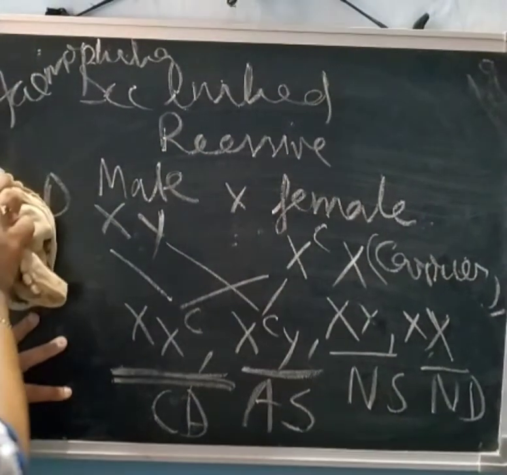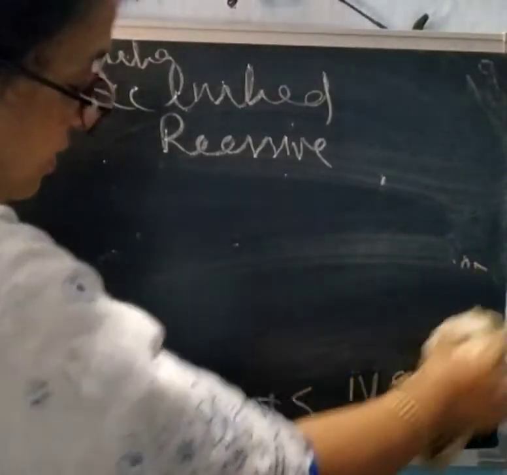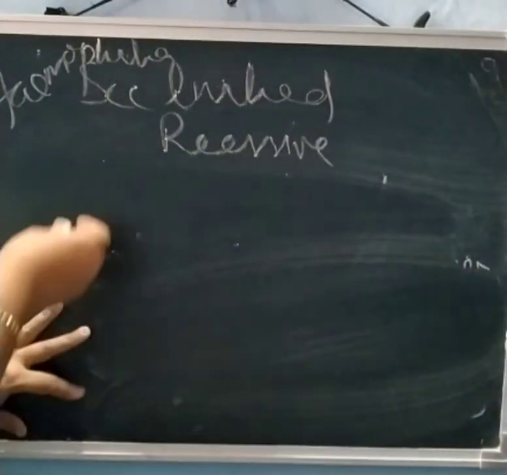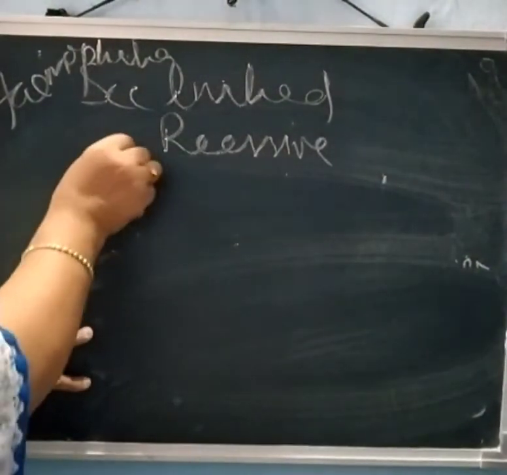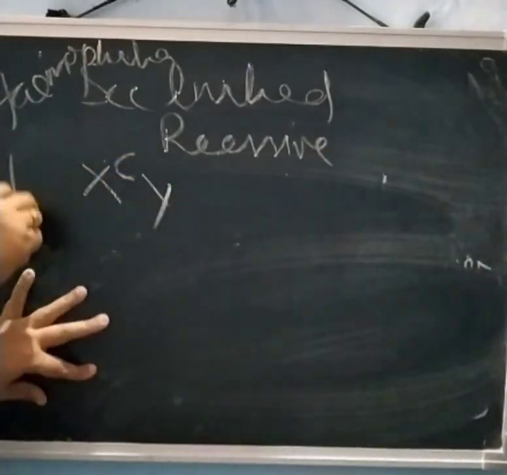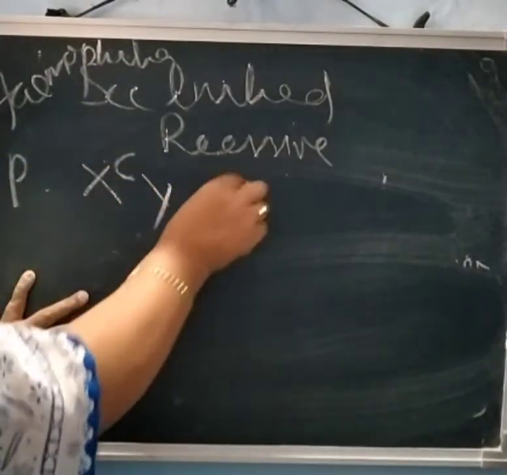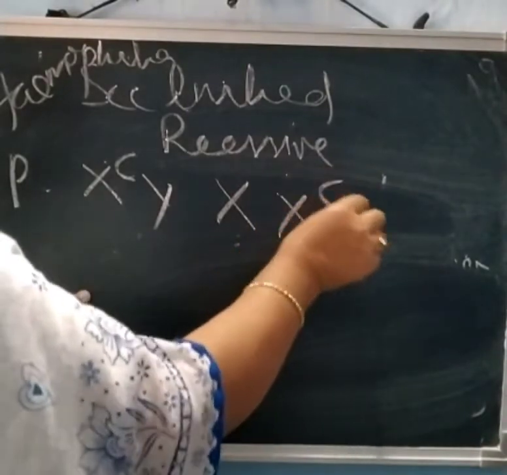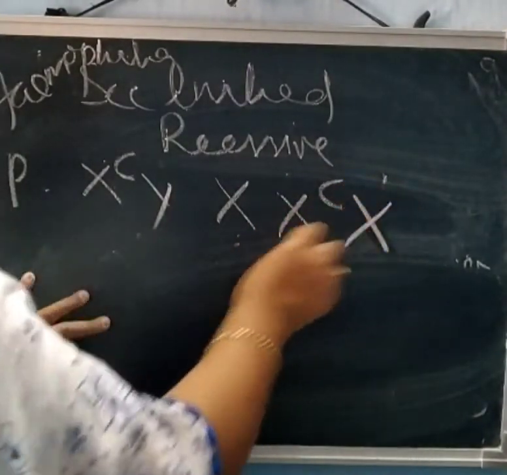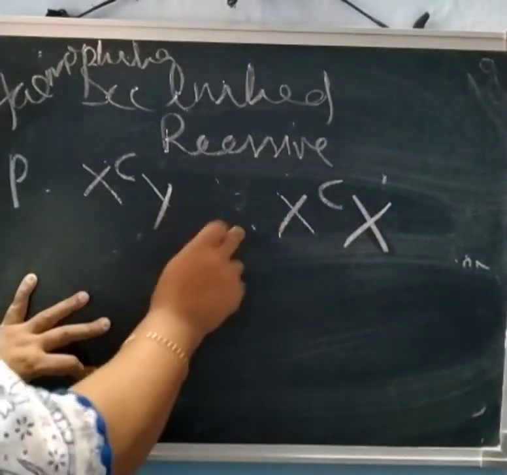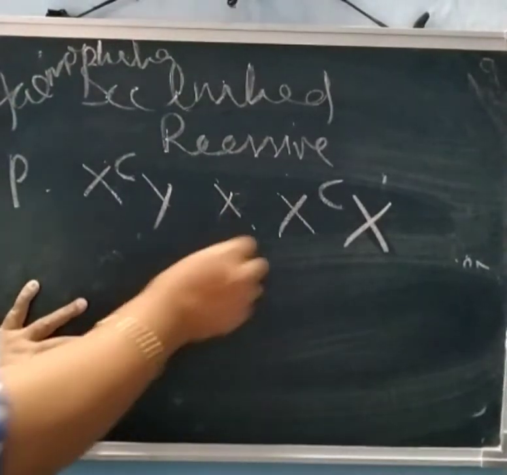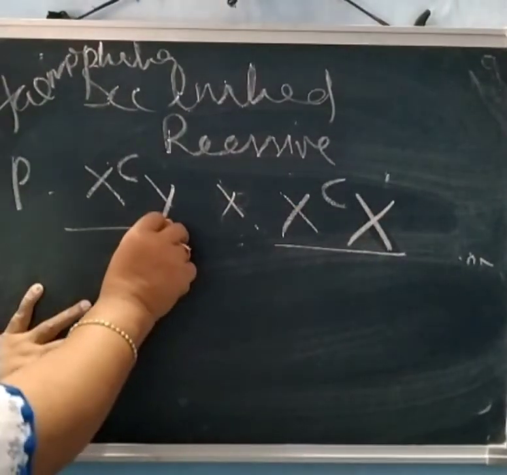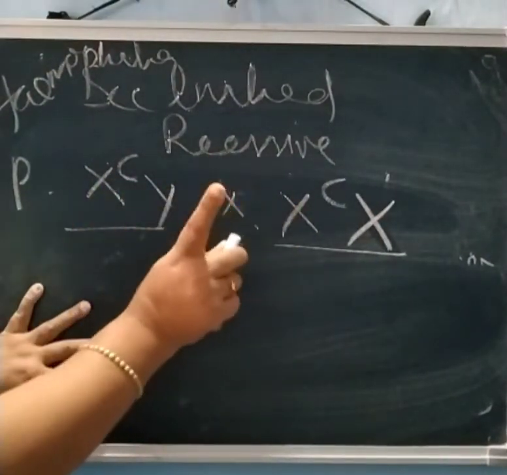Now if you change the parental generation, let's see now the parent. Here the parent is diseased. If you take a male who is diseased, and then cross with a carrier. This is a cross, okay? The middle one is a cross. Now this is a female and this one is a male. Both are having the gene. Now what is the possibility?